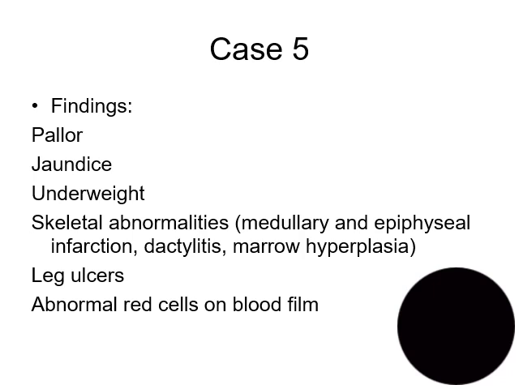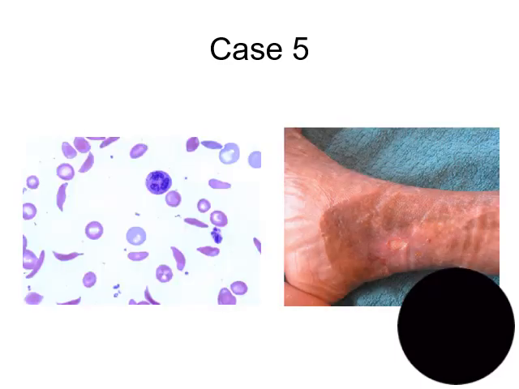And we said that she has pallor, she was also jaundiced, she was underweight, she had some skeletal abnormalities such as infarction of the bone, medullary and epiphyseal areas, and dactylitis. She also had leg ulcers, and these abnormal cells on the blood film that we agreed to call sickle cells, or crescent-shaped cells, or boat-shaped cells. And we agree that these cells are characteristic of sickle cell disease.